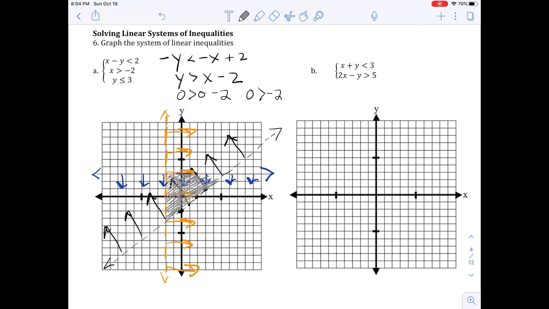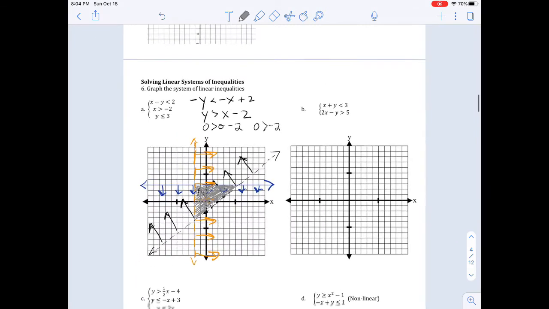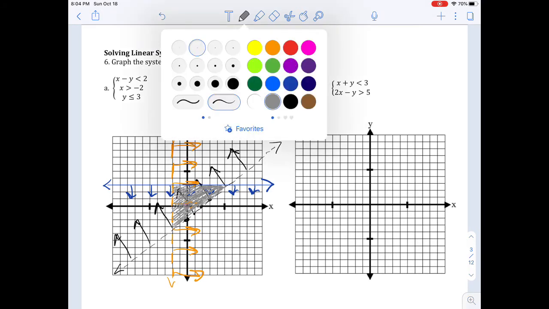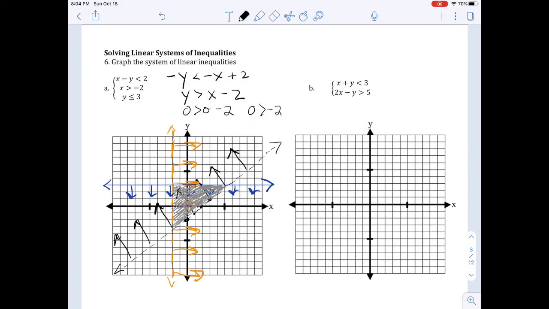And since you will be doing some of your work using Notability, I suggest that you do color coded. It's much easier for me to see the final solution. Okay, for the second one, you can go ahead and try it on your own. You can pause the video and then you can look to see if you got it right.